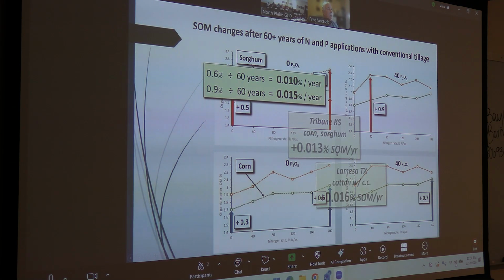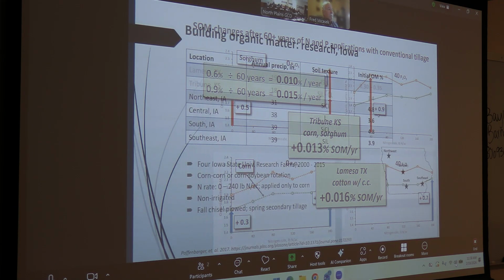So what I did was run the math here, doing these comparisons. But anyway, the increase at Tribune was 13 thousandths of a percent organic matter per year. And I compared that to La Mesa, and it's surprisingly close. But they're in a somewhat similar climate.